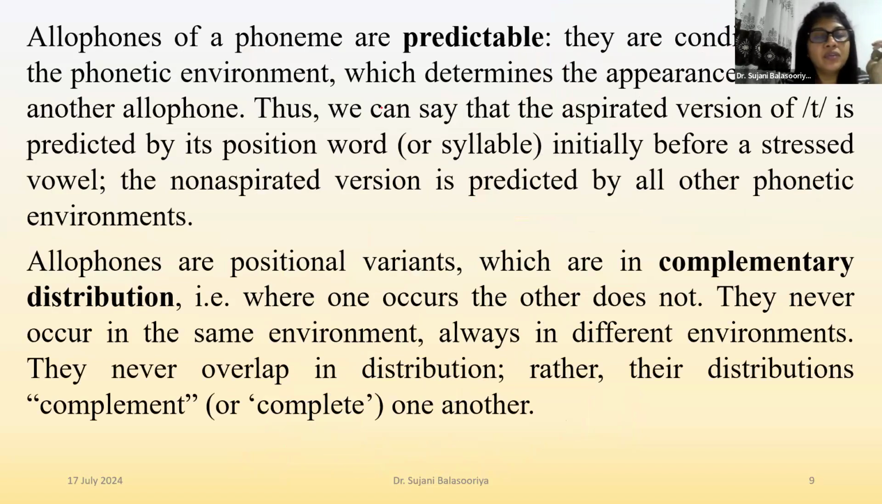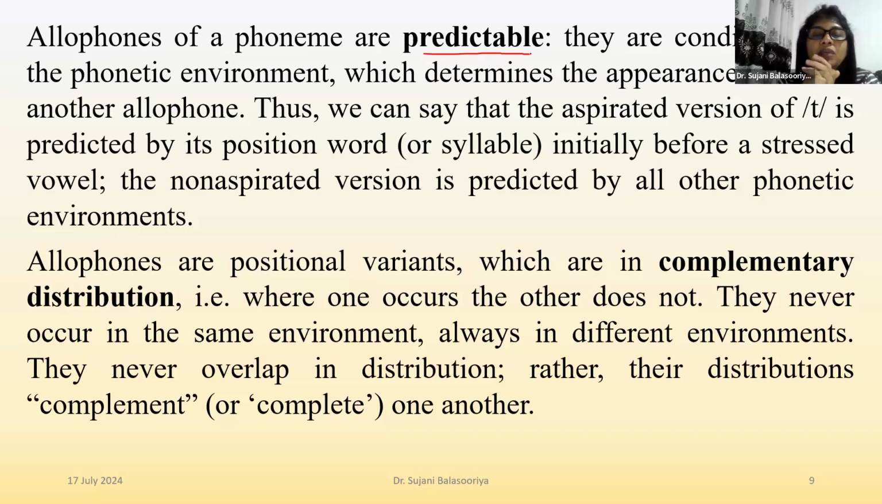Okay, there are some more characteristics of allophones coming in here, right? So we look at them quickly. Allophones of a phoneme are predictable. They are conditioned by the phonetic environment, which determines the appearance of one or another allophone. So we can say that the aspirated version of t is predicted by its position word or syllable initially before a stressed vowel. The non-aspirated version is predicted by all other phonetic environments.